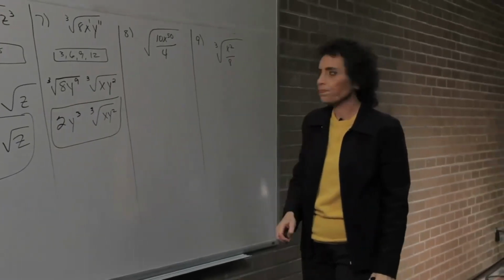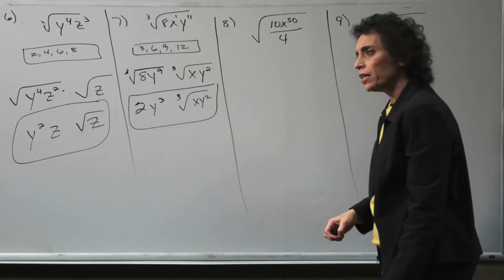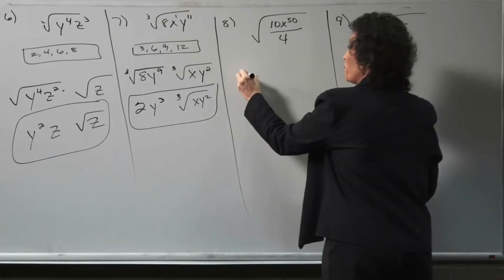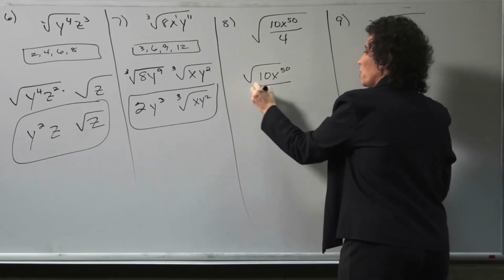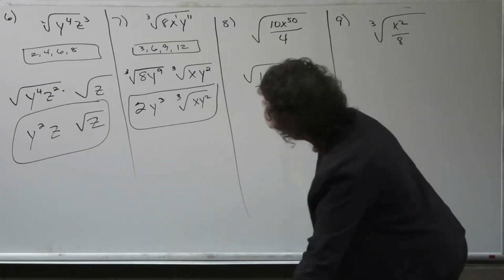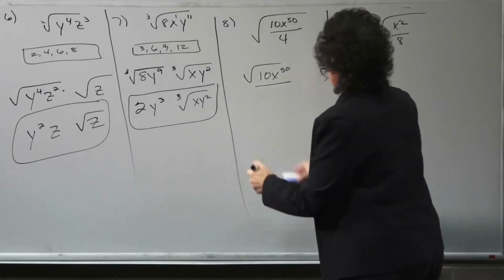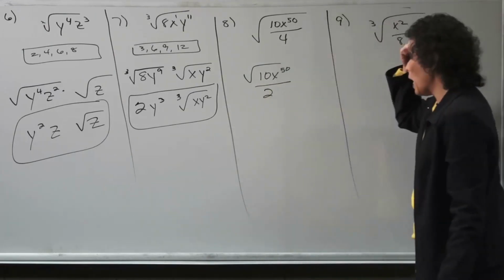Ready for this? The top is not a perfect square, but the bottom is. Okay, so since the bottom is, I want to take care of it. I want to get out all the perfect squares I can. So here we go. Oh, except the square root of 4 is 2, not 4. Okay, so that's a 2. All right, now let's look at the top.